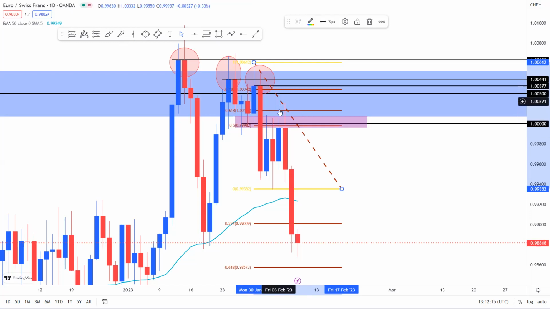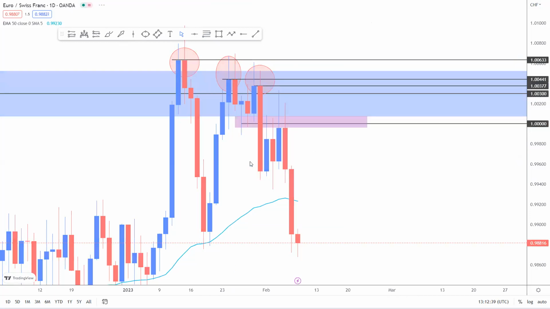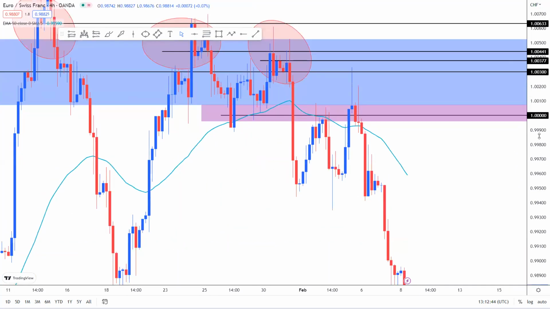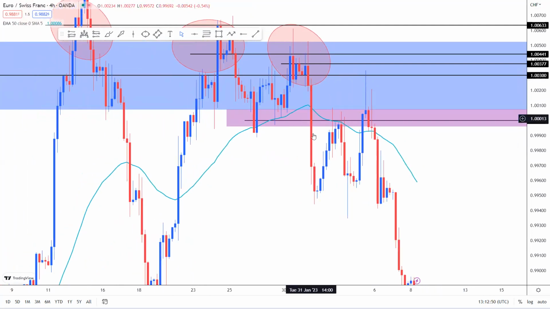So, a nice daily rejection candlestick off of the neckline of the daily double top, and also off of the Fibonacci 61.8 golden zone. And now this takes us down to the 4-hourly time frame from where we had our entry confirmation. So yeah, this is the daily candlestick break of the neckline.